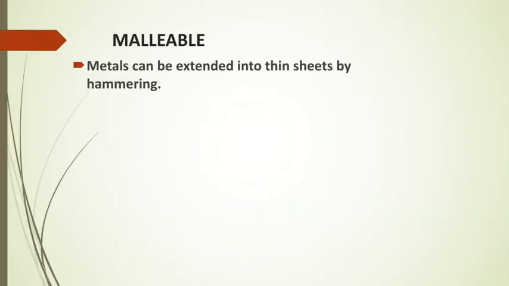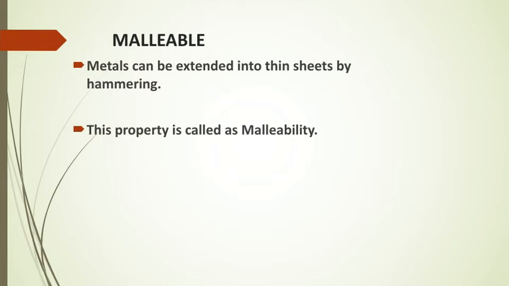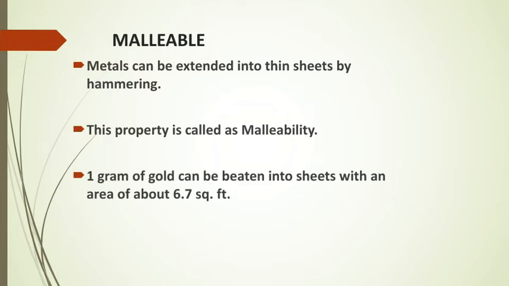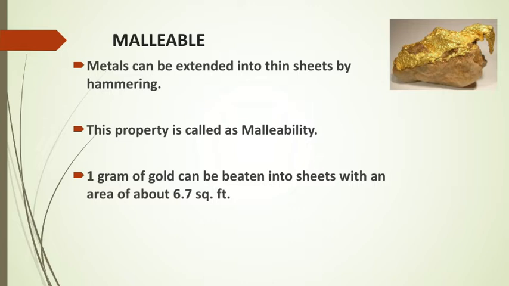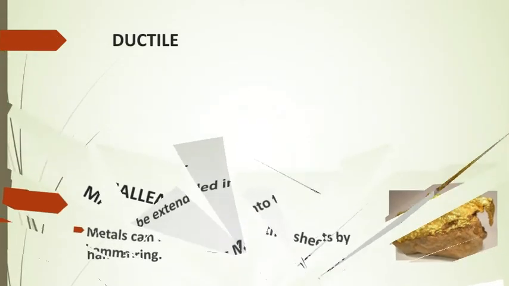Next property, malleable. Metals can be extended into thin sheets by hammering. This property is called malleability. For example, 1 gram of gold can be beaten into thin sheets with an area of about 6.7 square feet. Initially, gold will be looking like this. By hammering, we can extend gold into thin sheets like that. This property is called malleability.